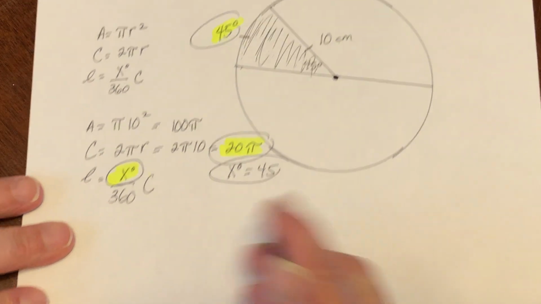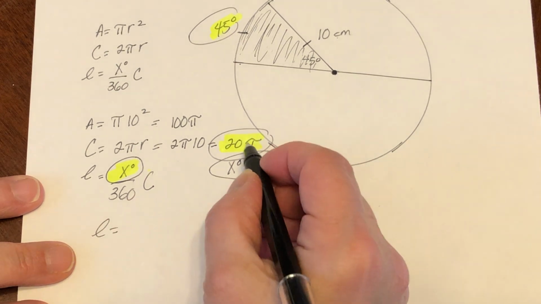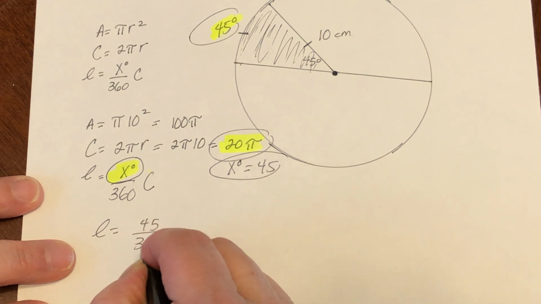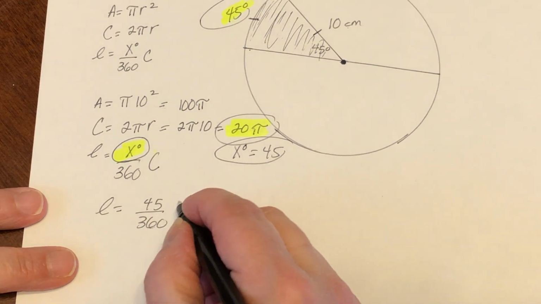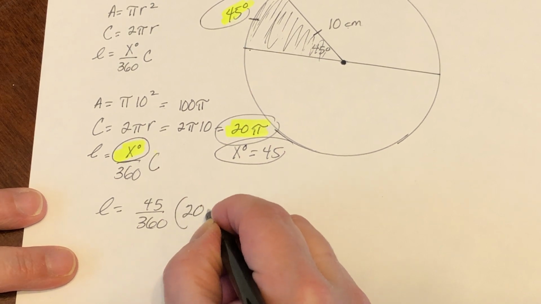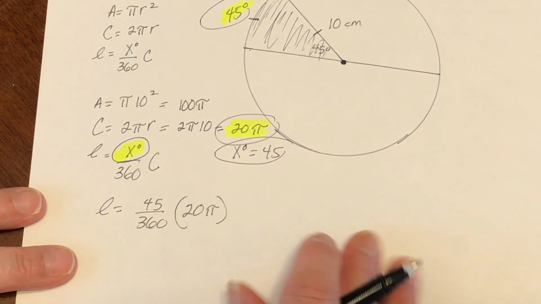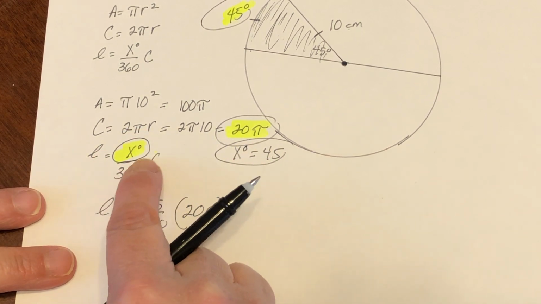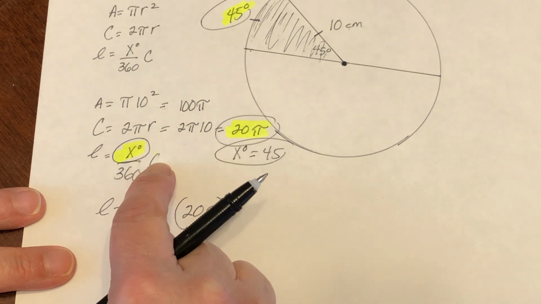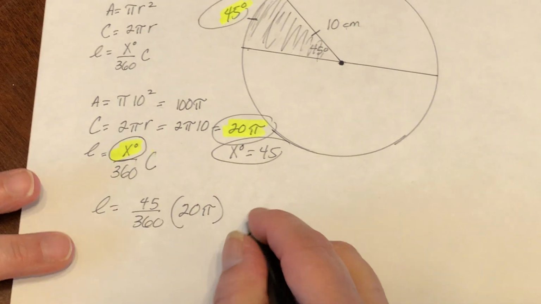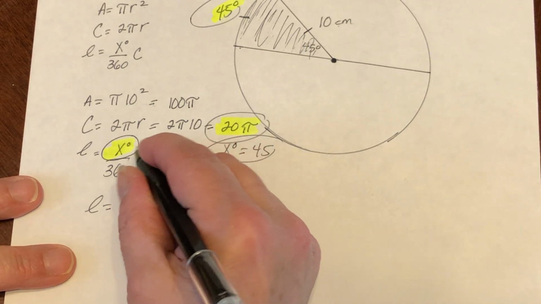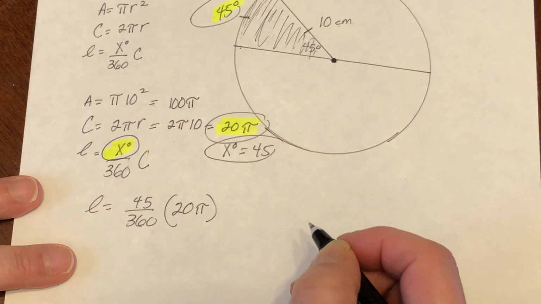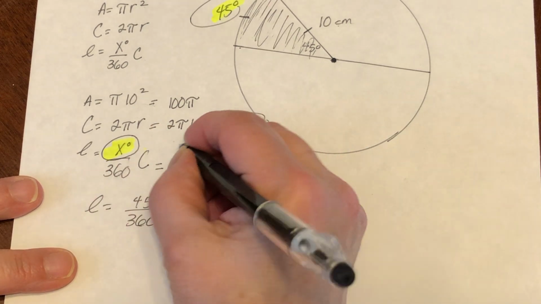And there's my circumference. So the arc length is equal to 45 out of a total in a circle, which is 360, times the circumference, which is 20 pi. Now, this would be a lot easier to put into my calculator if I could just throw this C right here, wouldn't it? And that's okay, I can do that because I can multiply X degrees times C is just X degrees times C. So let's change this a little bit to make it easier.